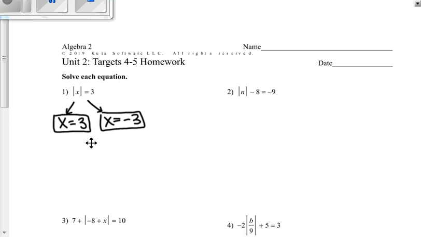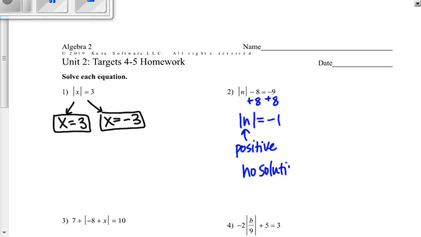On number 2, we're going to start off by getting the absolute value brackets by themselves by adding 8 to both sides. So we have the absolute value of n equals -1. Now remember the absolute value brackets, they're always positive. So there's no way that the absolute value brackets, which are positive, could equal a -1. So this is no solution. The process there was pretty simple algebraically, but you do have to think about your answers.